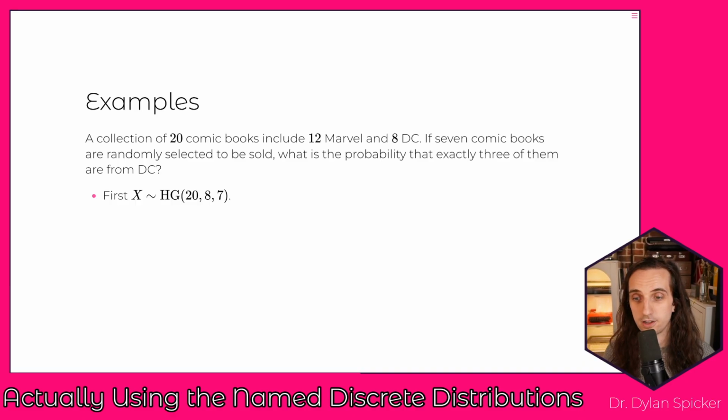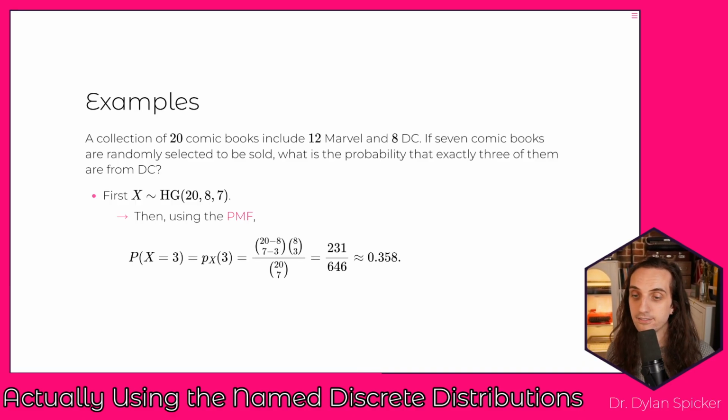So X is going to follow a hypergeometric with a 20, 8, 7 distribution. We want the PMF with 3 plugged in, and so we get exactly this, which is going to give us 231 out of 646, or about 35.8%. So there's a 35.8% chance that of the 7 comics we're selling, exactly 3 of them are DC comics.